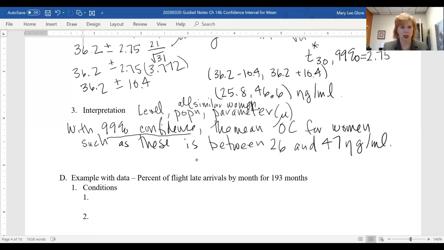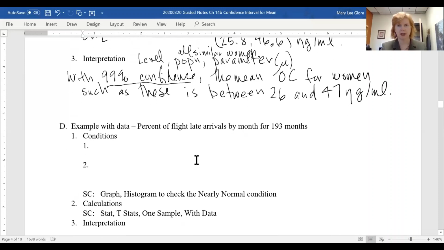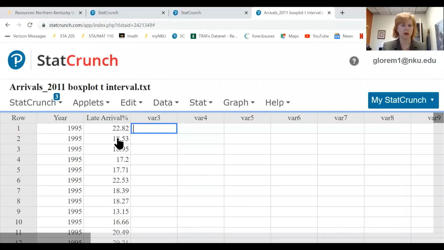All right. Okay. Now we're going to use one with data. All right. So I have a data file of late arrivals for flights in percent. Okay, so here's, this is by month. So that's why there's 12 late arrival percentages for 95. So over several years. And we want to do a confidence interval for what percent of flights are late.